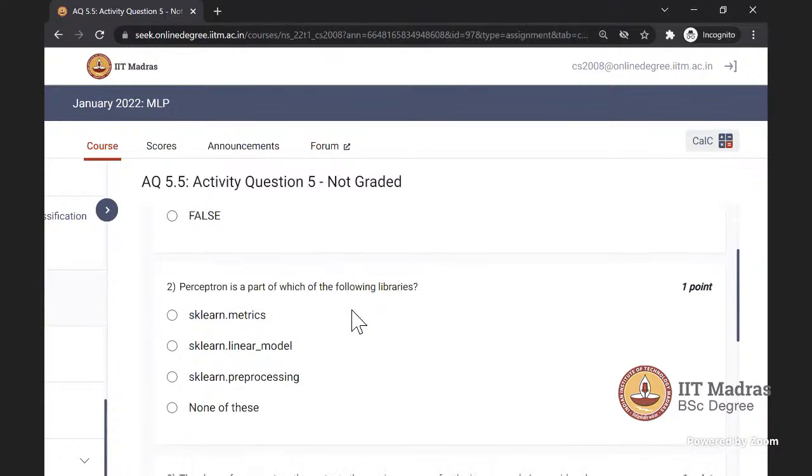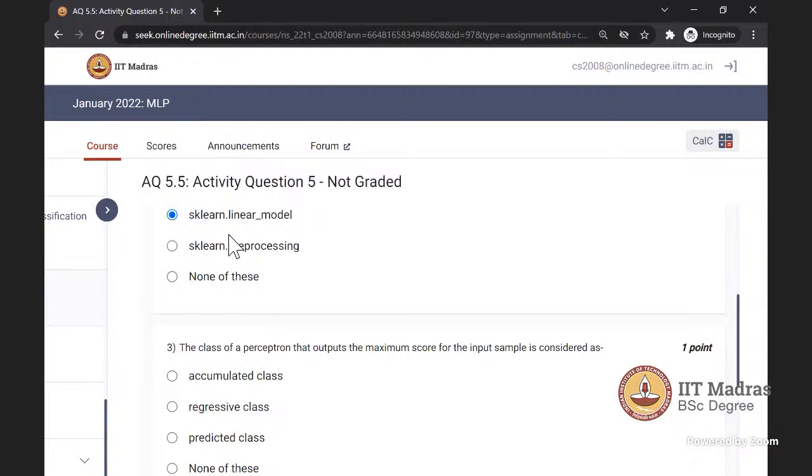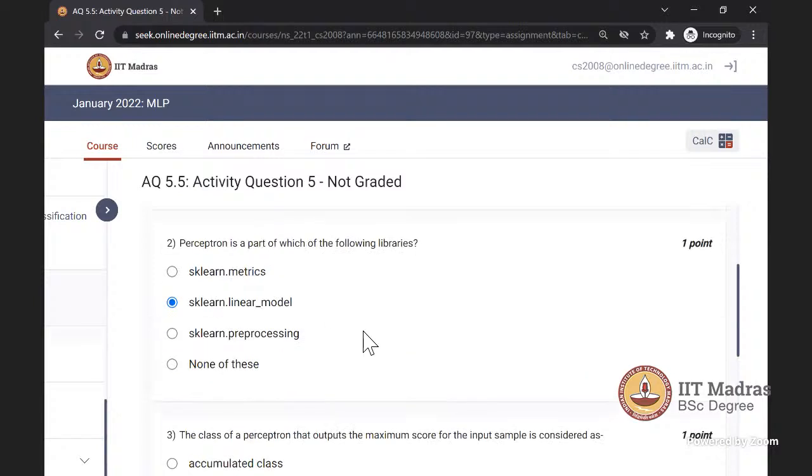Question number 2. Perceptron is a part of which of the following libraries? Linear model. Linear model. Yes. Metrics has evaluation metrics. Pre-processing has scalers and one-hot encoders and other things. Only linear model has perceptron.